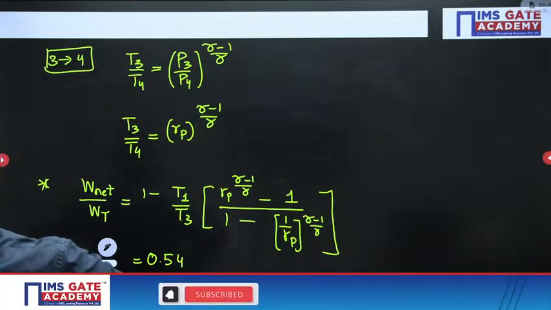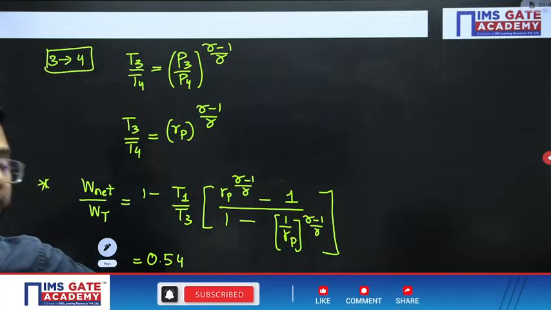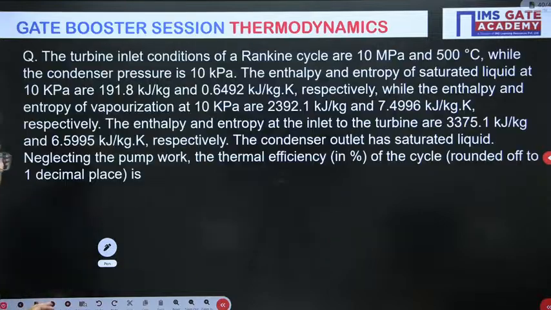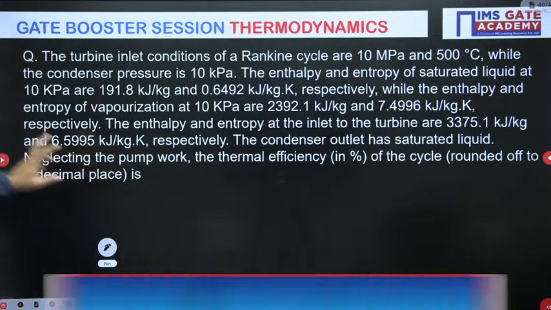Because you were saying around 3. It is not around 3, it is 0.54. So I hope the solution is clear to you, right? Fine. Now, moving to the next problem. That is from the Rankine cycle.